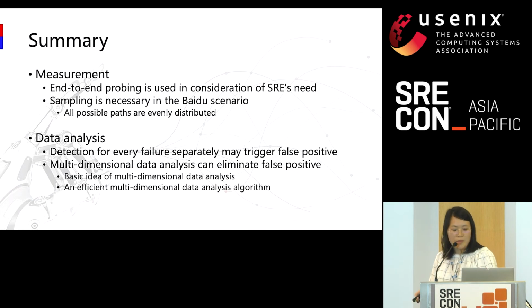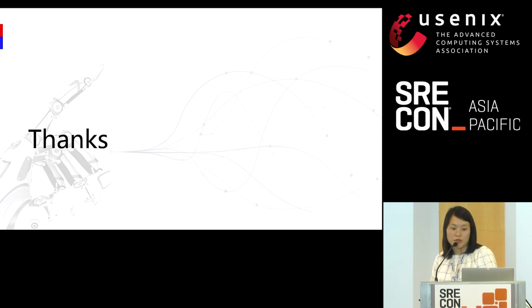As the summary, we introduced NetRadar, a data center monitoring system. The data center monitor system consists of 2 steps, measurement and data analysis. End-to-end probing is used to meet SRE's need. And we design a hierarchical and evenly distributed sampling scheduler to ensure sufficiency and efficiency. In the data analysis part, we propose multi-dimensional data analysis to eliminate false positives and give an efficient algorithm based on decision tree. That's all. Thanks for your attention. Thank you.